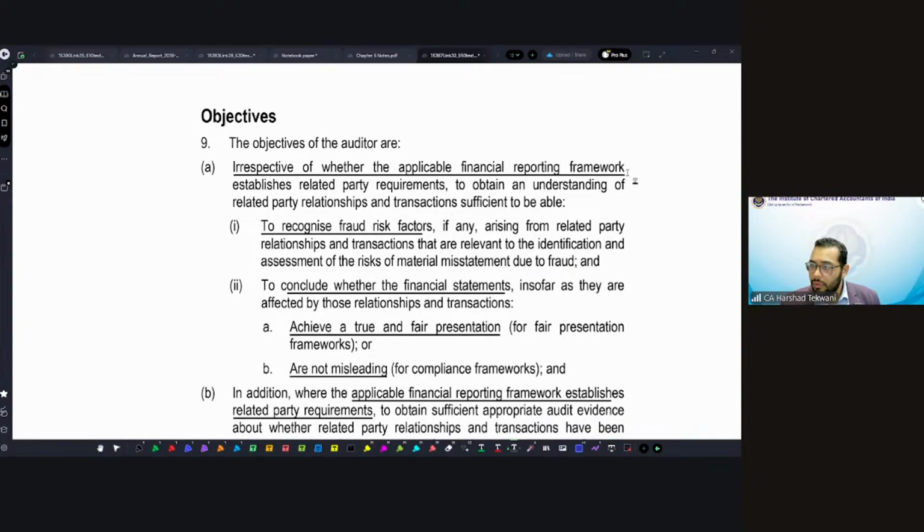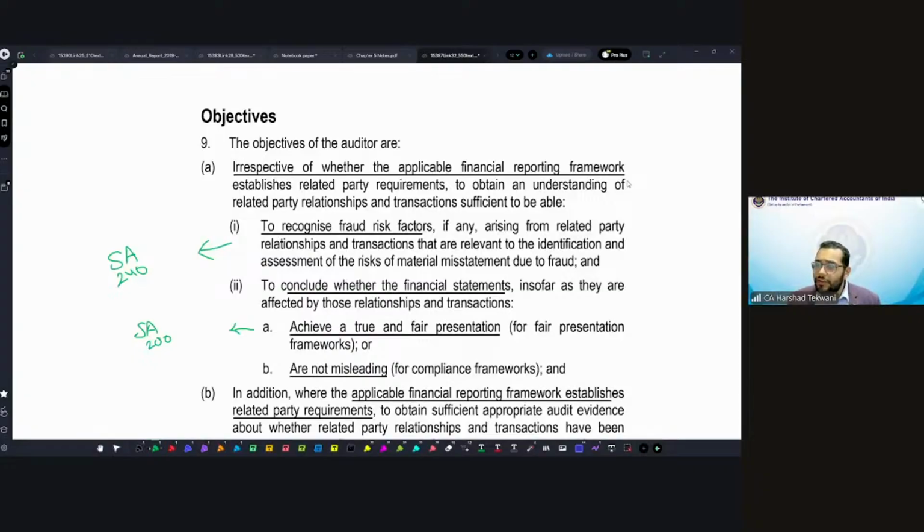No, sir. It's not like that. The auditor has to. Absolutely, yes. So at that point in time, even if the financial reporting framework doesn't give me any requirement of reporting related party transactions, I am still bound to check for the fraud risk factor. And as per which standard am I required to check? Which one, sir? Fraud risk factor. 240. Yes, 240. And I want to check whether the financials achieve a true and fair presentation. Where is it written? 200. 200, very good. Overall objective.